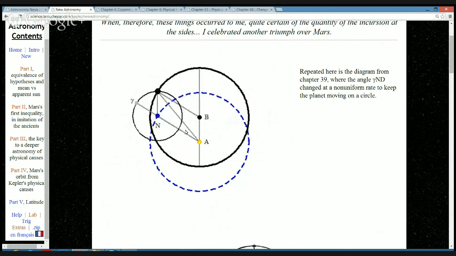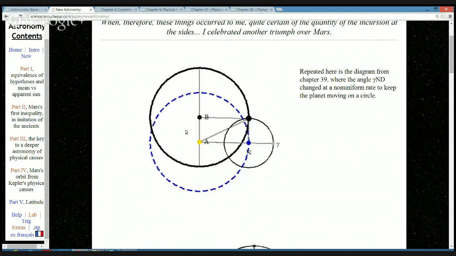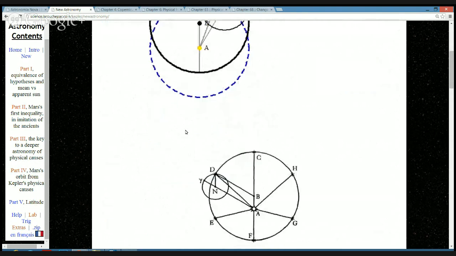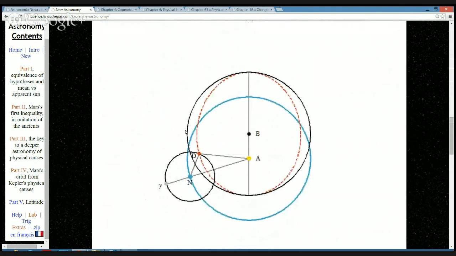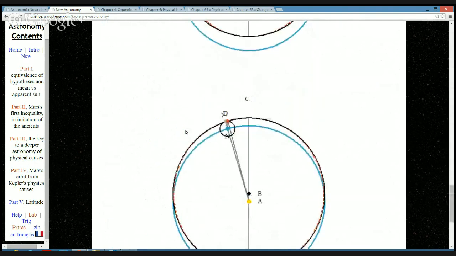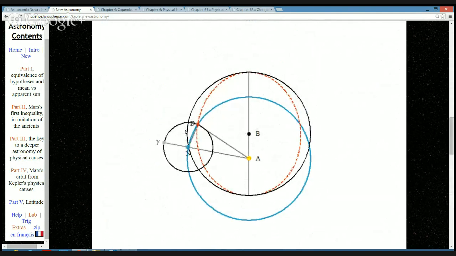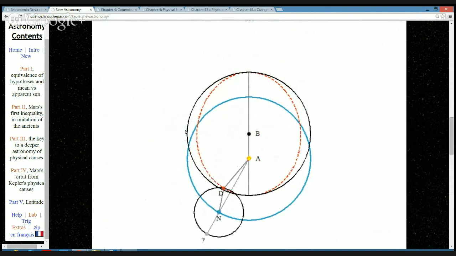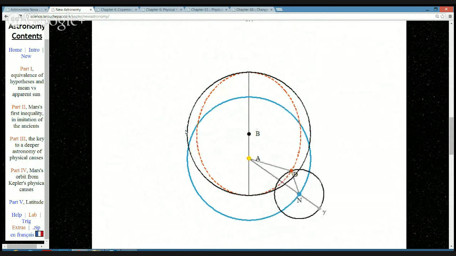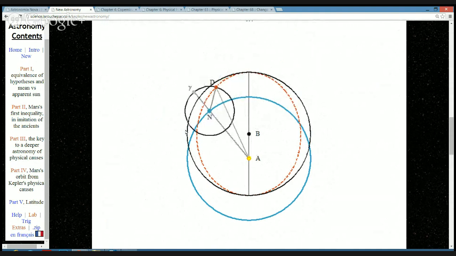Kepler says, what if we made that epicycle move at a constant speed? Let's see what would happen. It would move quicker than that at the top and slower than it at the bottom. Is that the most exaggerated view? Yeah. So it means something roughly like this. Kepler knows it pulls in at the sides. So his first hypothesis is, let's say that it has an epicycle that spins at a constant speed.